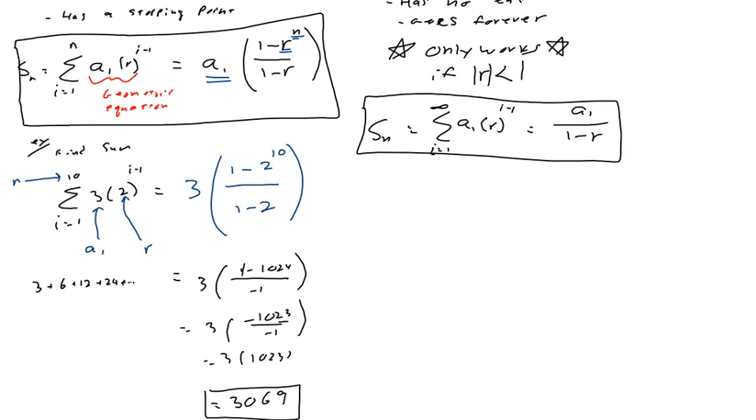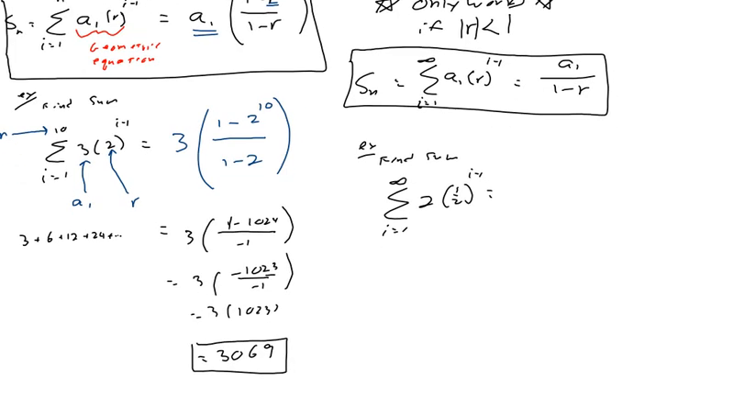So I know we're out of time. I want to give you one quick example of this, though. Find the sum of i equals 1 to infinity of 2 times a half to the i minus 1. So first of all, you've got to check the r. Is it less than 1? And we're good there, right? It's 1/2, it's less than 1, we're okay. Is 1/2 less than 1? Yes, that's fine. So we can do the sum.